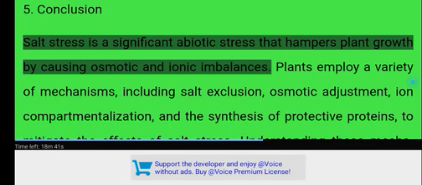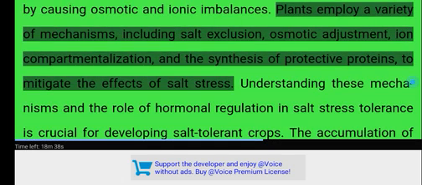5. Conclusion. Salt stress is a significant abiotic stress that hampers plant growth by causing osmotic and ionic imbalances. Plants employ a variety of mechanisms, including salt exclusion, osmotic adjustment, ion compartmentalization, and the synthesis of protective proteins to mitigate the effects of salt stress.